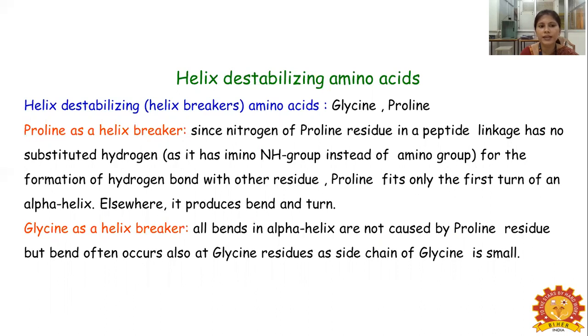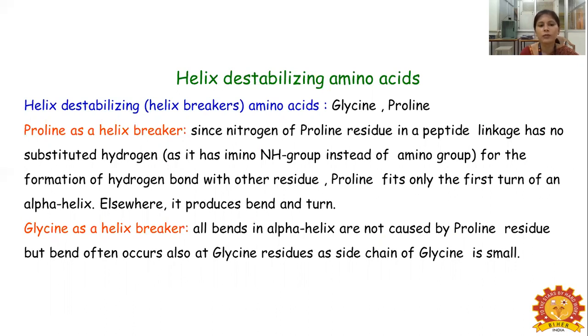And why is proline a helix breaker? Since the nitrogen of a proline residue in a peptide linkage has no substituted hydrogen, as it has an imino NH group instead of an amino group. And for this formation of the hydrogen bond with another residue, proline fits only in the first turn of an alpha helix. Otherwise, it will bend the turn.